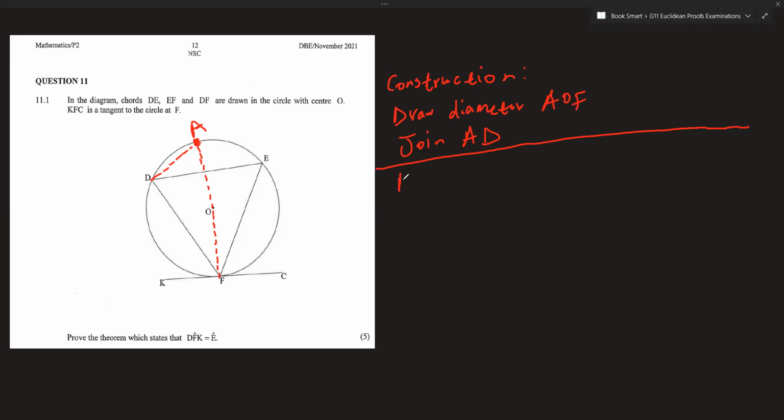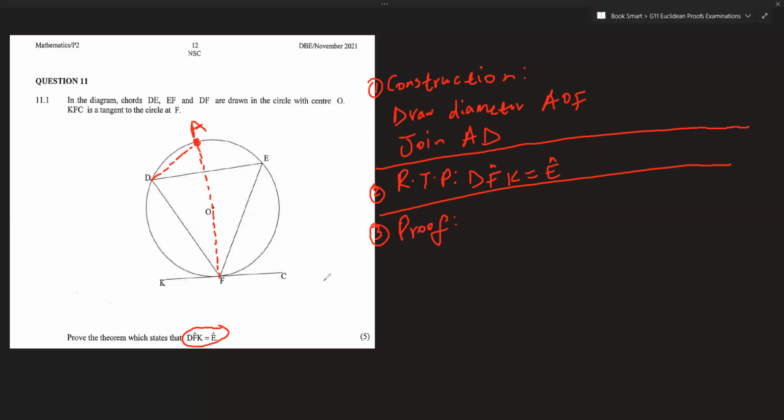And then RTP, you always just have to mention it. Required to prove. You mention what the question wants you to prove. In this case, you are given. In most cases, the required to prove is always given. Angle DFK equals angle E. That's required to prove, which is the second part. The first part is construction. The second part, you mention the required to prove. The third part now, you do the proof. Proof, right?